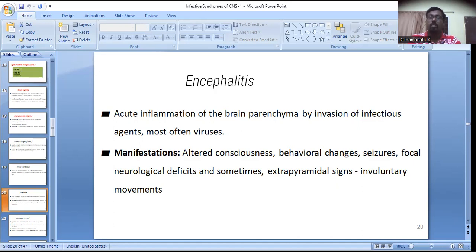Altered consciousness or altered sensorium. The person may show behavioral changes. Sometimes it is associated with seizures. Focal neurological deficits you can sometimes see. Extrapyramidal signs like involuntary movements of the different organs can also be seen in case of encephalitis.